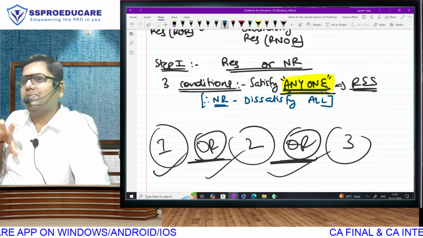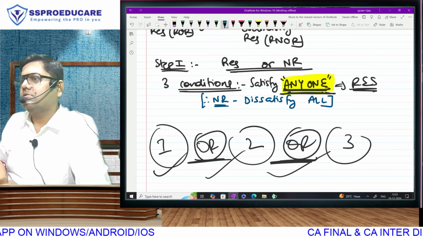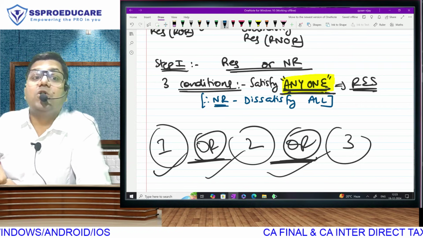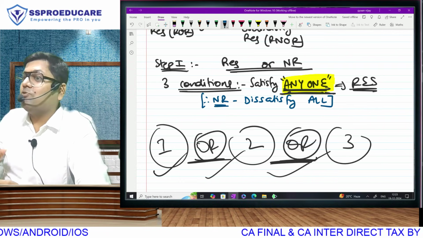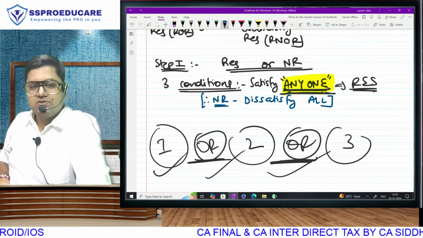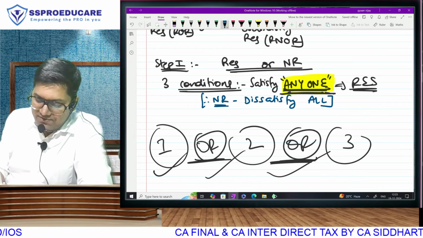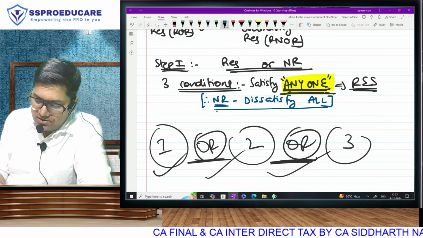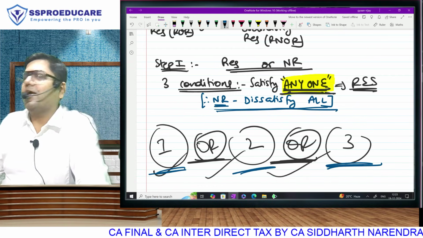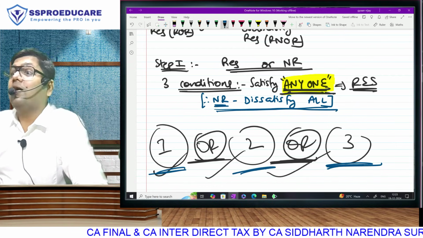See, at the beginning of the chapter, I told you, resident will pay tax on both Indian and foreign income. Non-resident will pay tax on Indian income and not pay tax on foreign income. So obviously, it is better to become non-resident and save tax on your foreign income. Given a choice, I would like to be here. But of course, if I fulfill any of these conditions, then I don't have the choice. Then I have become a resident.